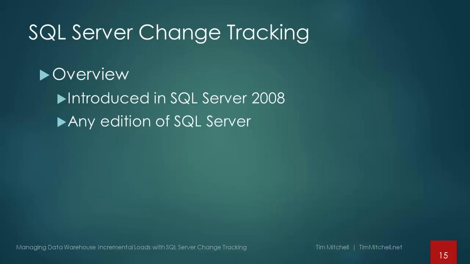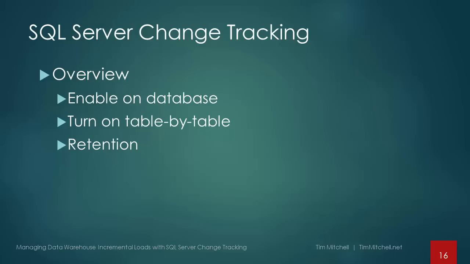Even if you're using the free version, I think it's called Express or whatever they're calling it these days, the free version of SQL Server also supports change tracking. So that's a big selling point. It does not require the most expensive version of SQL Server. You enable it on the database itself. So if you're using 10 different databases that you want to have for change tracking, you have to enable each database. And after you enable the database, it doesn't automatically include all the tables. You have to go table by table and add those to change tracking.